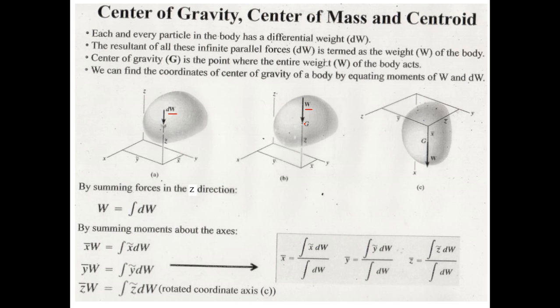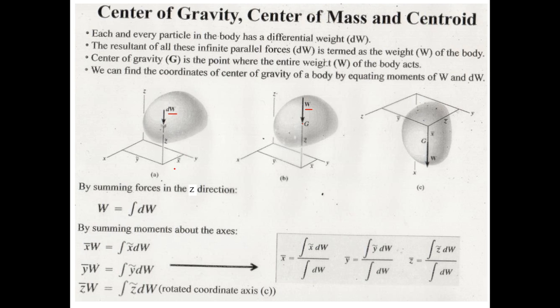Now this is an arbitrarily shaped body, so this weight w is going to pass through the center of gravity of this body, but this body is made up of tiny particles. Each particle has a weight of dw acting in the downward direction, the z direction. So we can simply write that by summing the forces in the z direction, this weight w is equal to the sum of all these dw's, which are infinite in number. When they are infinite in number, you can use an integration sign to sum all these dw's, and the sum of all these dw's will be equal to w.